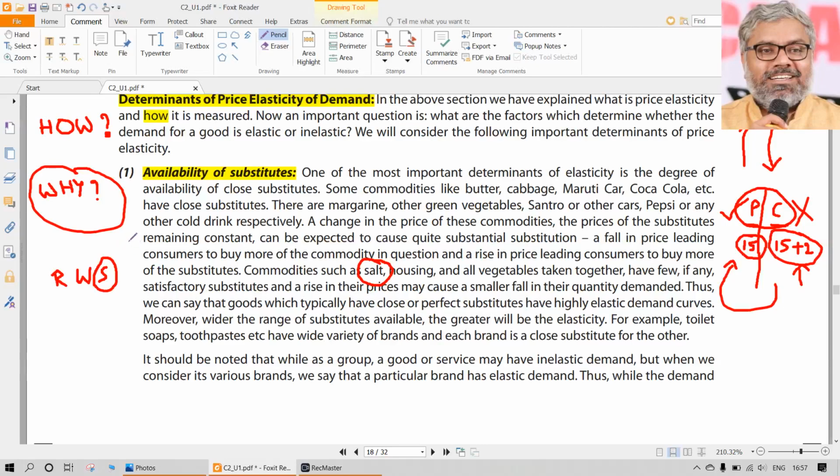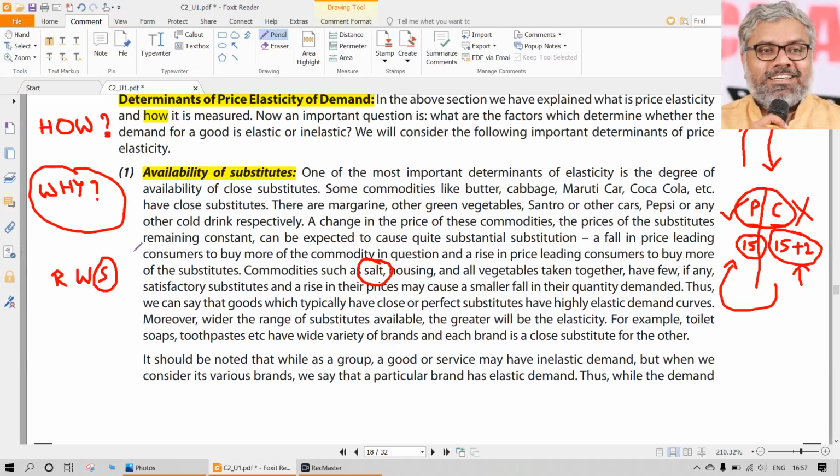If salt is available, are you going to buy more salt and eat it? How is it going to be happening? Never, nobody is going to eat salt just because the price is low. So even if the price has become low, people will not eat more. Even if the price has become high, people cannot consume less just because of that. So they will still use salt as part of one of the ingredients of their cooking.